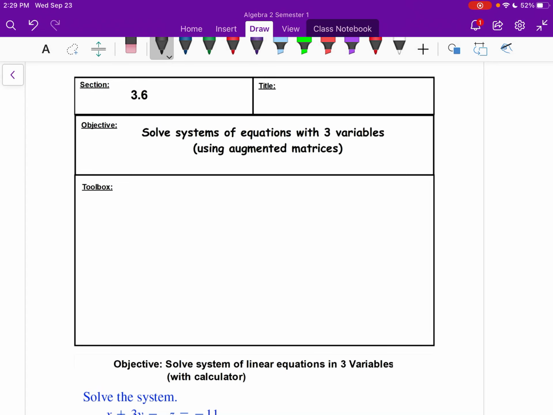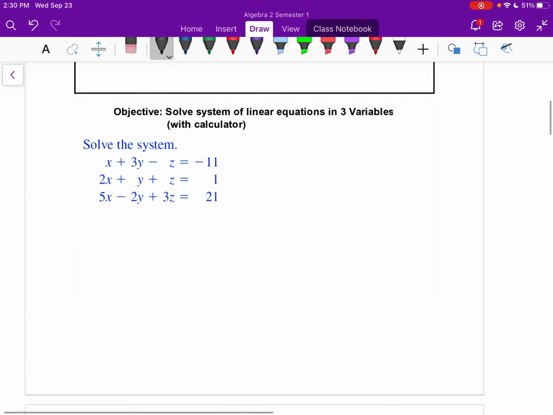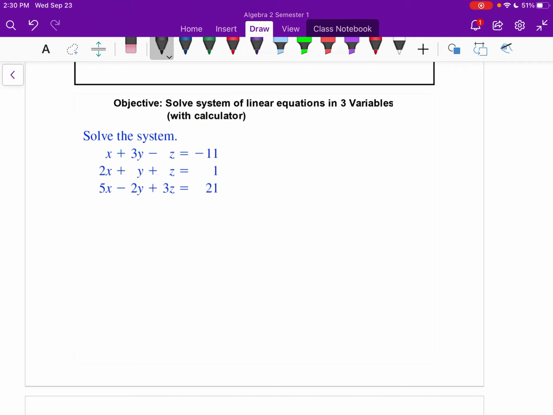Alrighty, 3.6, solving systems of equations with three variables. The way we're going to do this is by using augmented matrices. So that's how we'll start here, to figure out what an augmented matrix is.